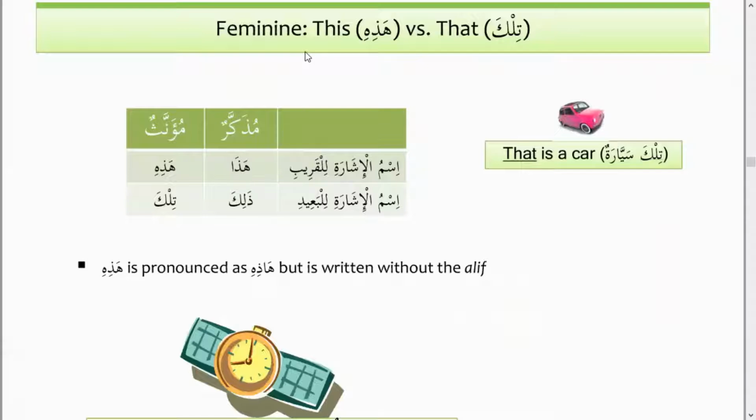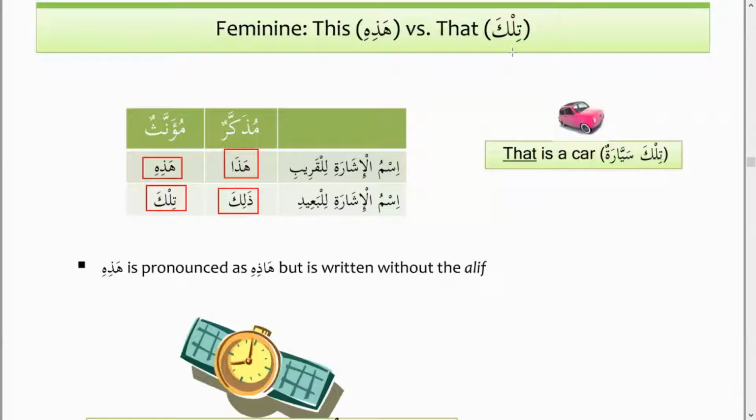So for the male we use hada, this, but for female we use hazihi. The meaning is the same, but we have to use the appropriate one for the female. Similarly, Ismul Ishara zalika is used for that, and tilka is used for feminine.